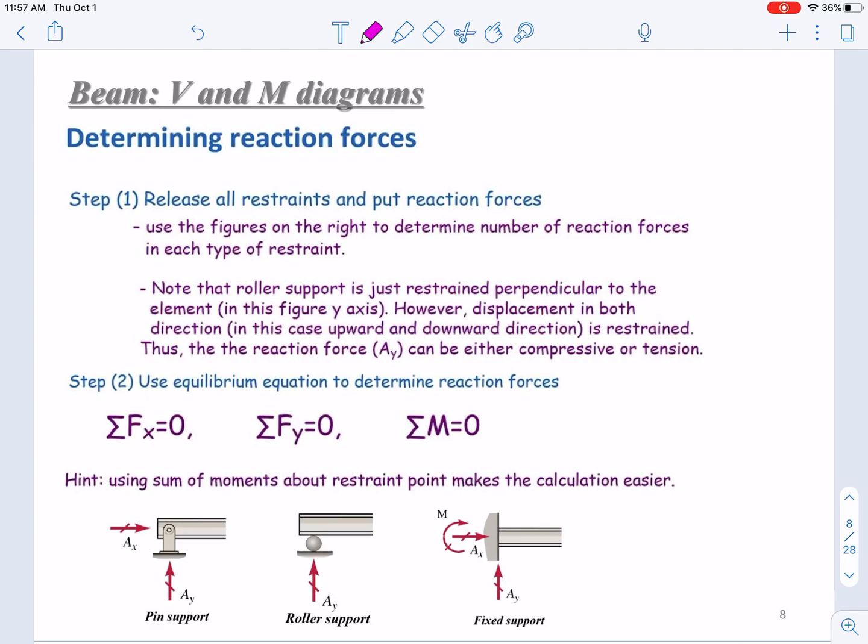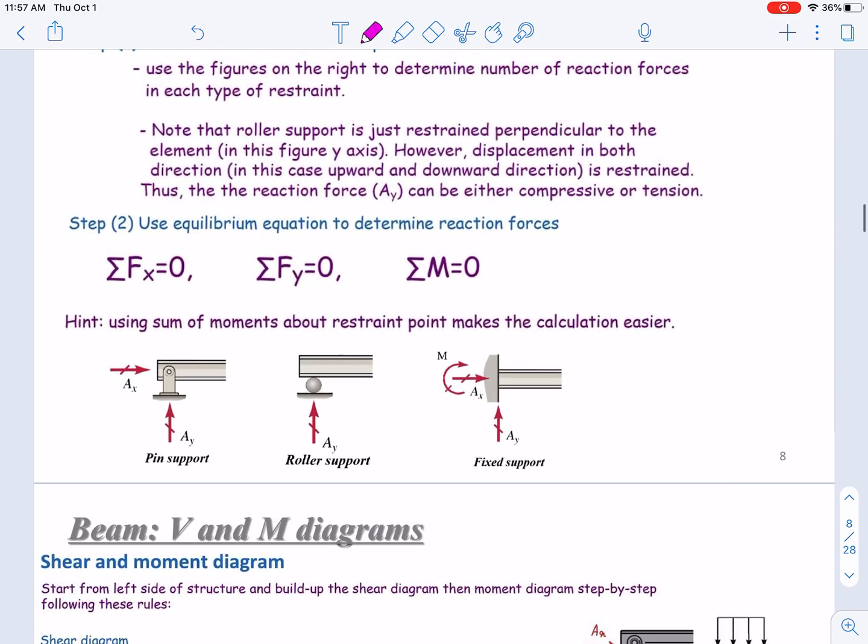And during this process, as I have introduced and emphasized, if you have a pin support, then you will have AX, AY. When you have a roller support, only AY. And when you have a fixed end, you have three reaction forces: AX, AY, and a bending moment M. So be familiar with these principles.